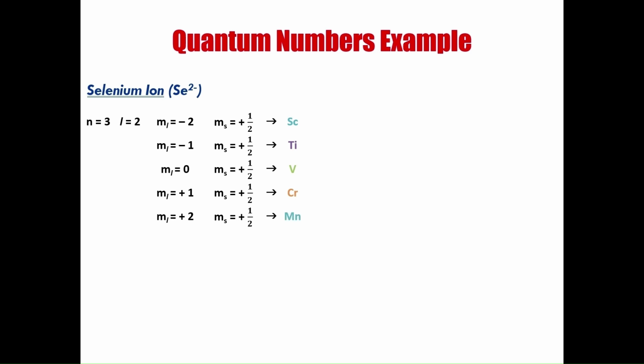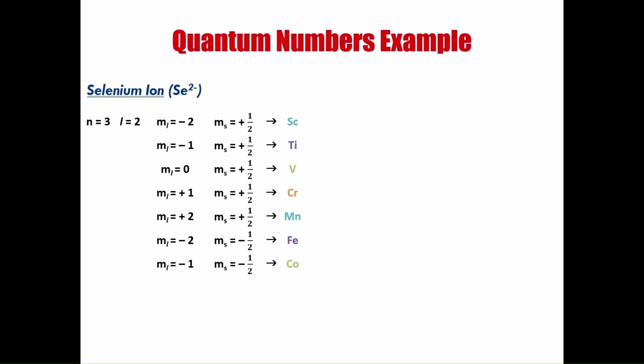Positive spin, and manganese. So now that I've filled my d orbitals with a positive electron, I'm now going to double up those d orbitals with a negative spin electron. So I'm going back now to -2. I'm going to place a negative spin electron, and I get iron.